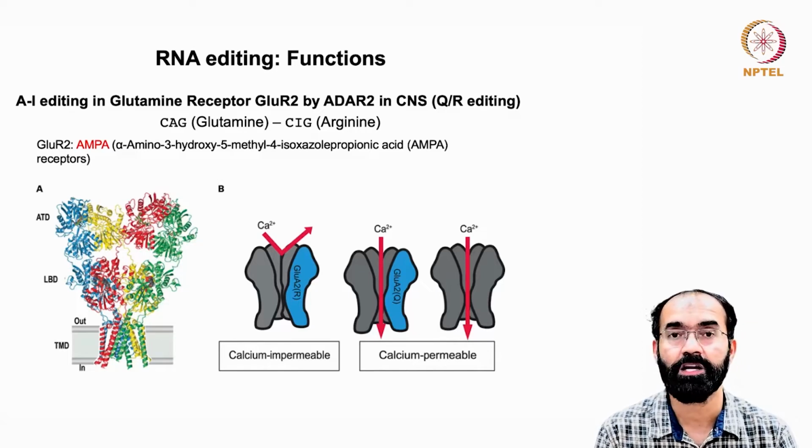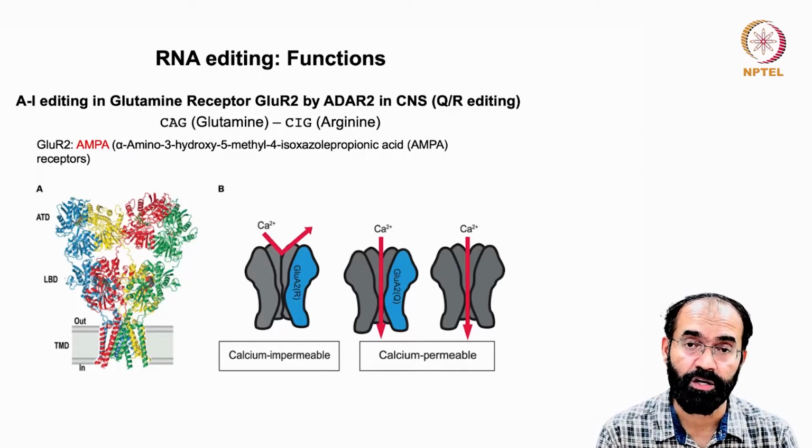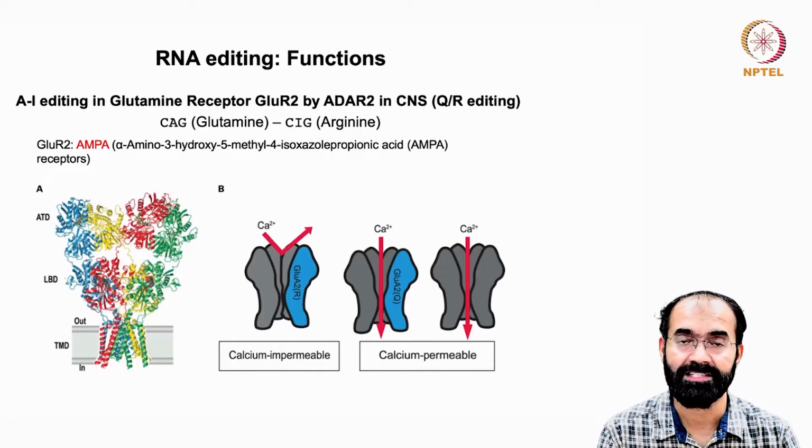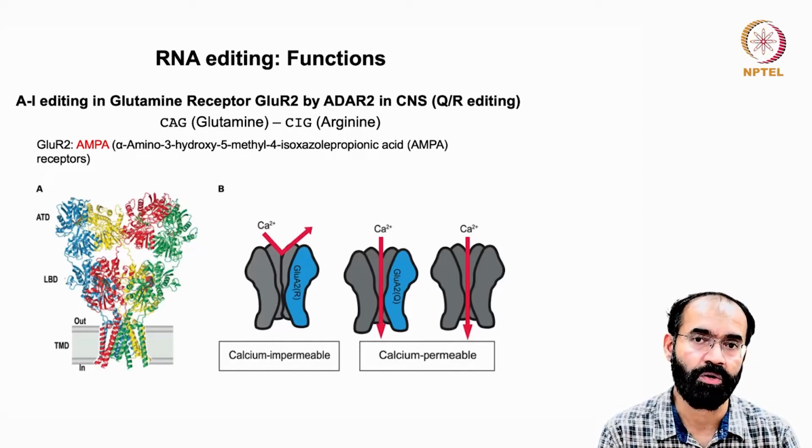Something similar logic applies when the arginine is present because of the editing of the CAG to CIG. A is changing into inosine, and now you are having arginine. Then it allows sodium, but calcium is not welcome. And if such editing did not happen, calcium is also welcome. So calcium permeability is a decisive factor for whether or not this alteration is welcome or not.